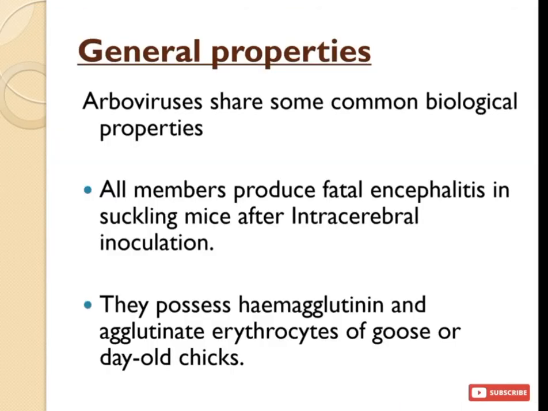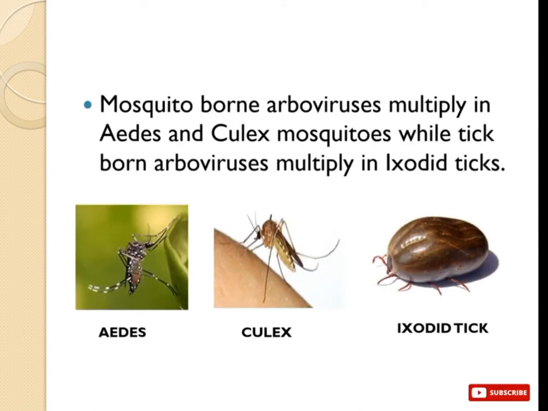General properties. Arboviruses share some common biological properties, like all members produce fatal encephalitis in suckling mice after intracerebral inoculation. They possess hemagglutinin and agglutinate erythrocytes of goose or day-old chicks. Mosquito-borne arboviruses multiply in Aedes and Culex mosquitoes, while tick-borne arboviruses multiply in ixodid ticks.